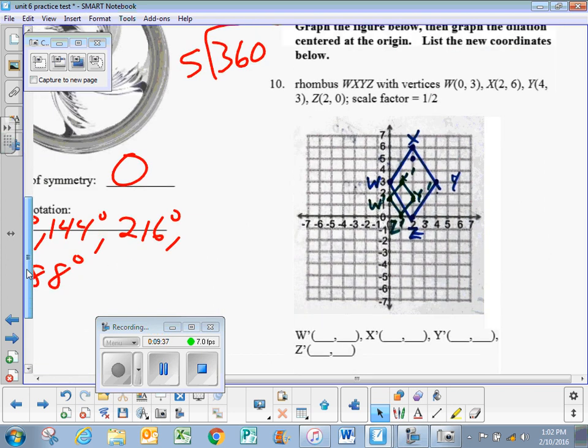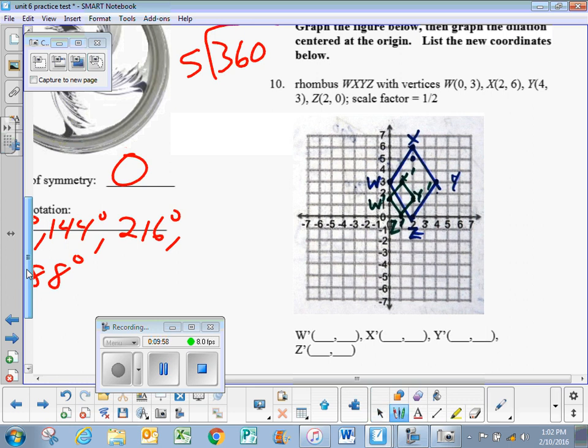Since it has a scale factor of a half and it's centered at the origin, can we multiply each coordinate by the scale factor to get the new coordinates? Yes. Okay, oh, I know what I did now. Are you going to put down the coordinates? No, that was the one before, the only one. This one you have to.